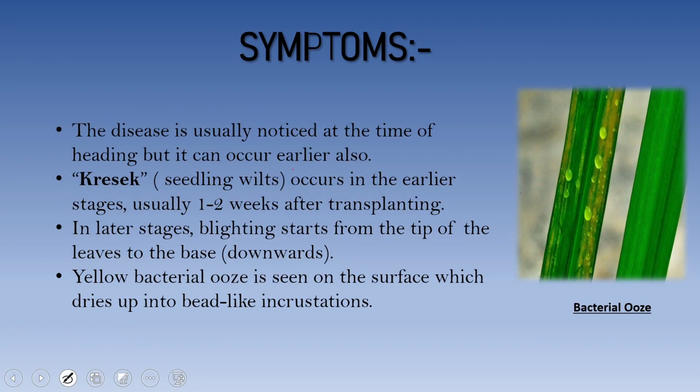Next, we will see the symptoms. The main symptoms are all noted over here. So the first symptom is that the disease is usually seen during the heading stage, but it can also occur earlier. When it occurs earlier, it is in the seedling stage. We see kresek in the seedling stage. What is kresek? Kresek is nothing but wilting of the seedlings.